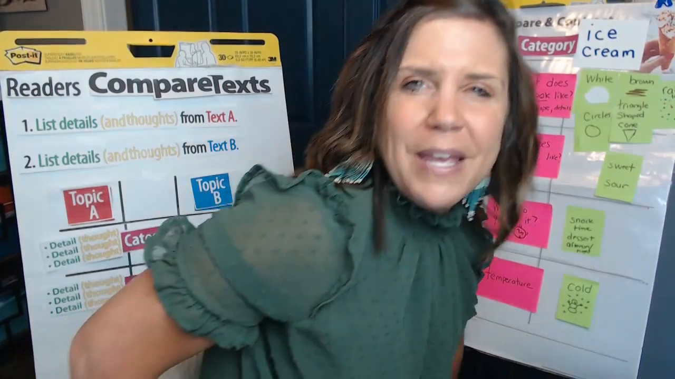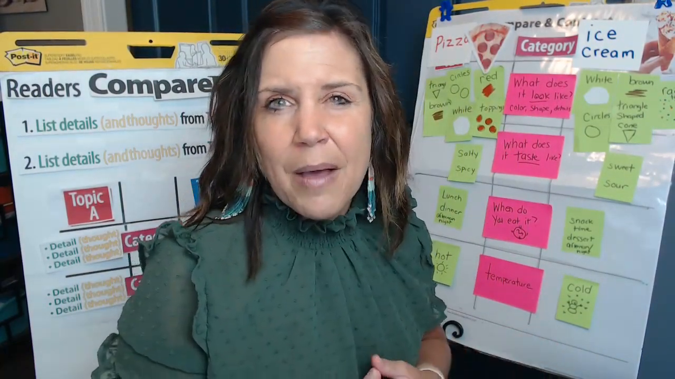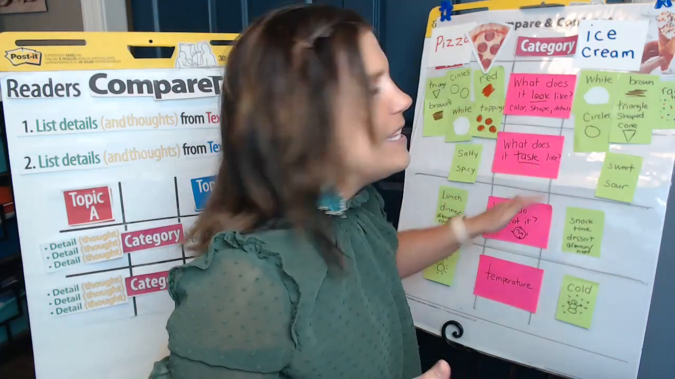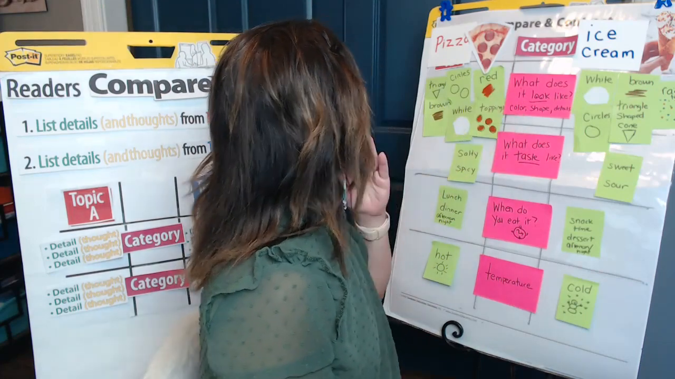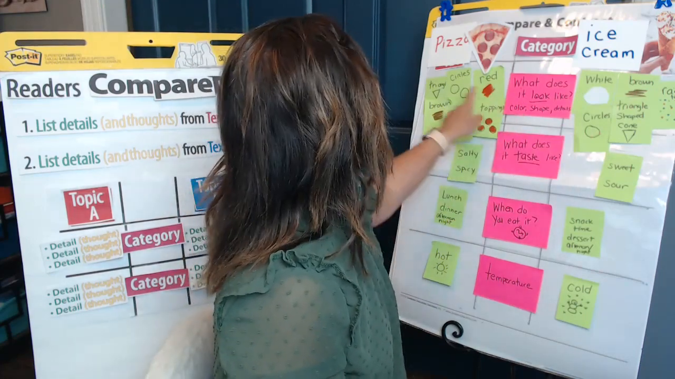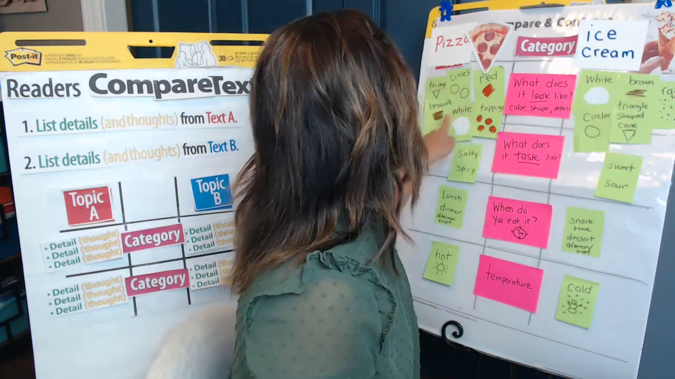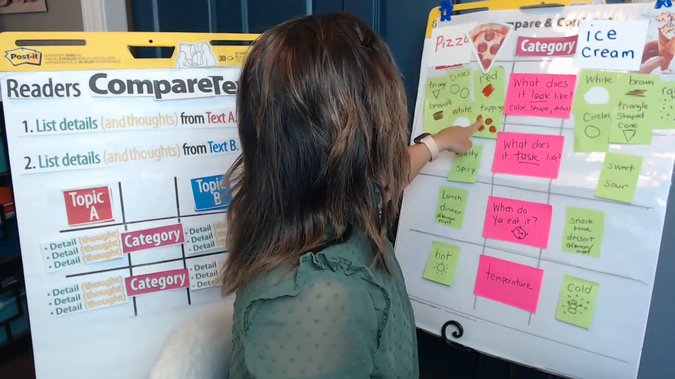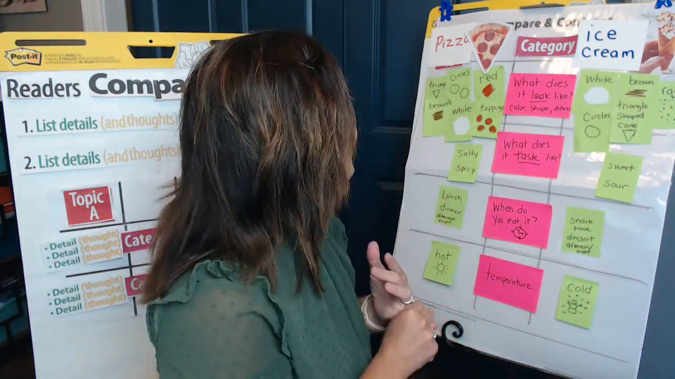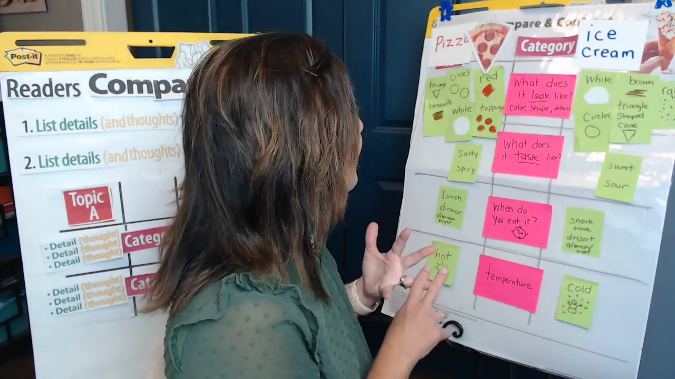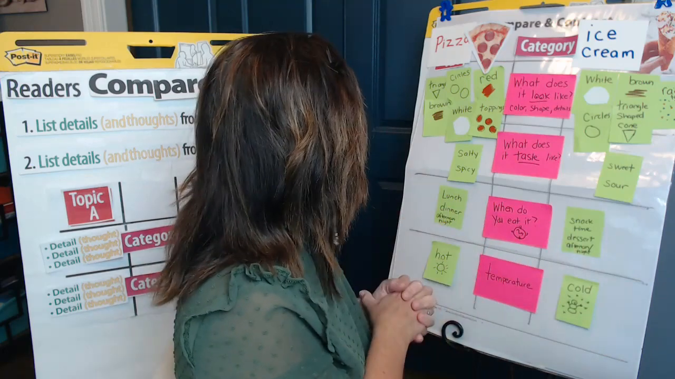Now, when you think about pizza and ice cream, you wouldn't think they would have too many things that are the same. But let's go row by row and see if they do. What does it look like? Well, circles and triangles. Oh, this one has circles and triangles. Brown. Oh, this one's got some brown. White. Pizza has toppings, and ice cream has toppings like sprinkles. So they do have some things that are similar, don't they? Color, similar shapes, toppings. You put toppings on top of it.